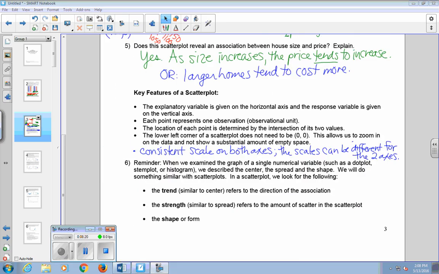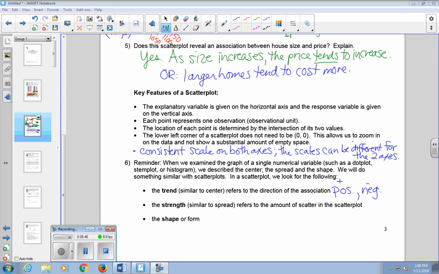Okay, number 6, a reminder. When we examine the graph of a single numerical variable, such as a dot plot, stem plot, or histogram, we describe the center, the spread, and the shape. We're going to do something similar with scatter plots. In a scatter plot, we're going to look for the following. So first thing we're going to look for is trend. This is similar to center. It refers to the direction of the association. We're going to find that our two primary choices are either positive or negative.